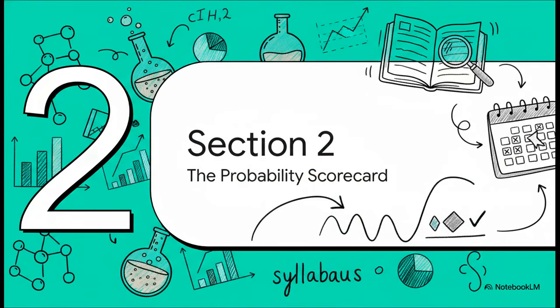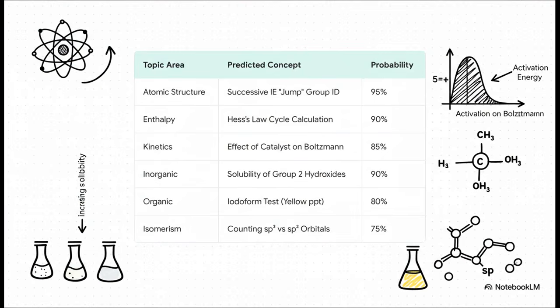So let's see how this all comes together. We put all of this into our data-driven probability scorecard for your paper. We've basically compiled the topics that have the highest chance of showing up based on the syllabus weighting and how often they've appeared in the past. So here it is. This is your high-yield revision list for these last few hours.